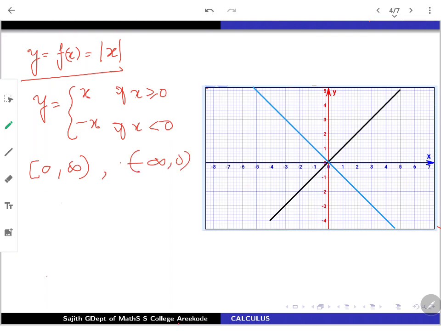In the 0 to infinity part, you have to consider x, which is y equals x, which means it's a straight line, which is given by the black line on the graph. But the evaluation has to be taken only on 0 to infinity, not the negative parts. Very similarly, another piece is also given. The other subdomain is for negative real numbers. For the negative real numbers, you have to use the definition y equals minus x, which is given by the blue line. So how to plot the graph of mod x?